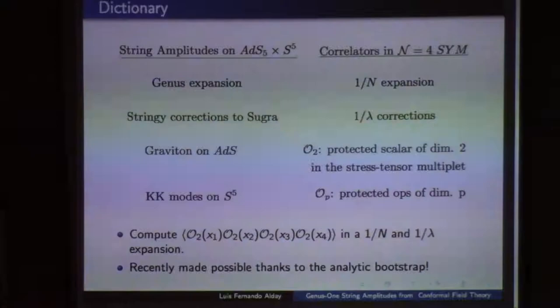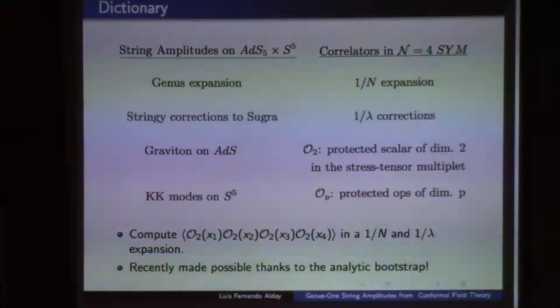This computation, a couple of years ago, would have made you cry, because it's really hard. We have no technology to go to higher orders in 1 over N in N=4 super Yang-Mills. But this has been recently made possible thanks to the analytic bootstrap. So the plan for the next two-thirds of the talk is: first, we will accommodate what we have learned in the first two lectures in order to solve this problem, and then we will go back to the strings on AdS5 cross S5 and try to write down or see an amplitude. Is that okay?